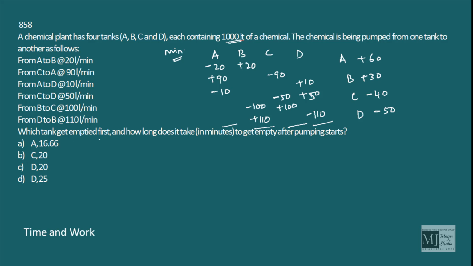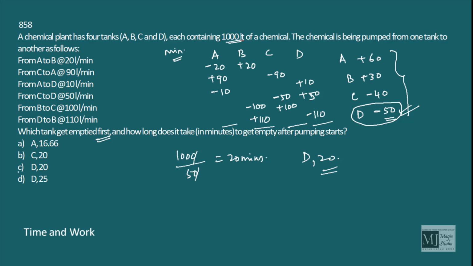So which tank gets emptied first? Obviously we can see that D will get empty first, because every minute the maximum amount of chemical pumped out is from D, 50 liters. So D will get empty first, and in how many minutes? 1000 by 50, that is 20 minutes. So the answer should be D20. Which option fits in? Option C.